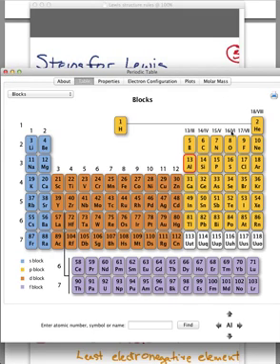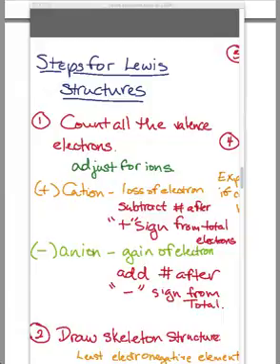After you get the total number of valence electrons, make sure you account for the subscripts as well, right? So if it's CH4, there's 4 hydrogens, so it'd be 4 times 1.008 and so forth.